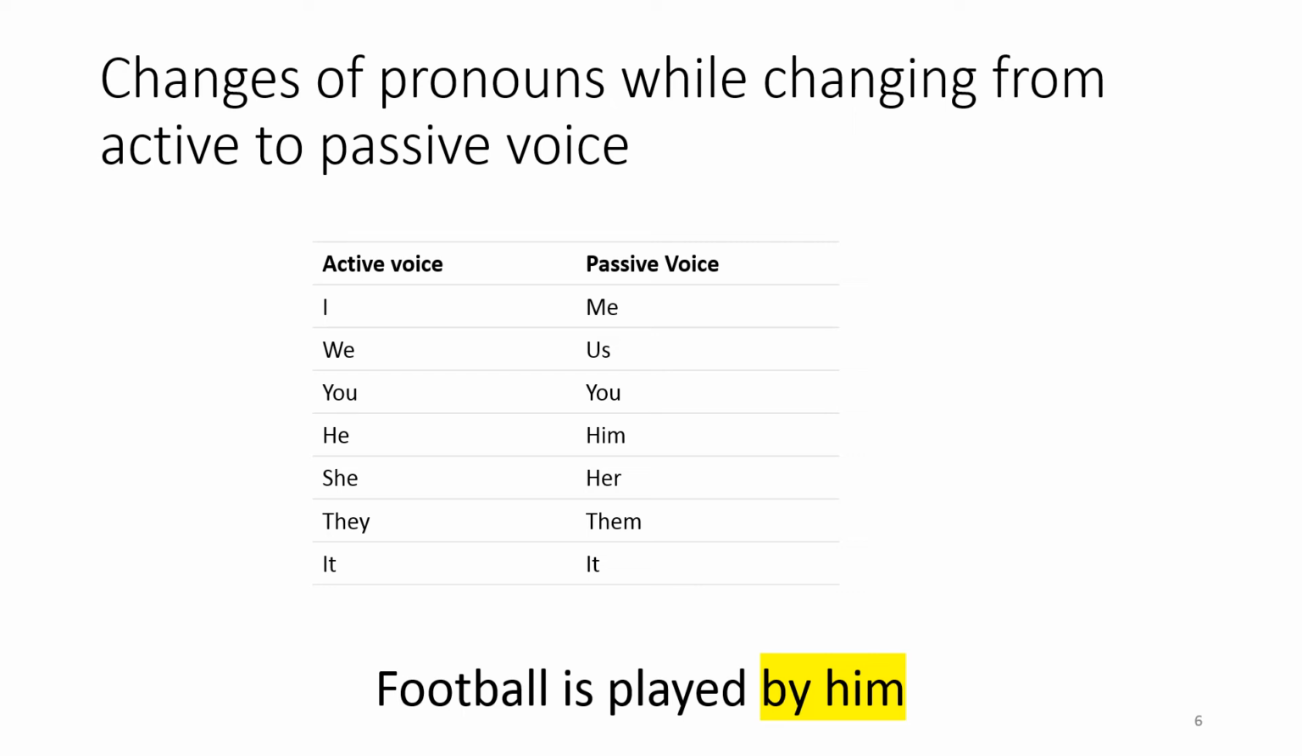Now suppose in the first row, I play football. In that case, the correct sentence would be football is played by me. Suppose we play football. In that case, the correct sentence will be football is played by us. So the same order will follow. If it is understood properly, your next things will be very, very easy. So please concentrate on this slide.